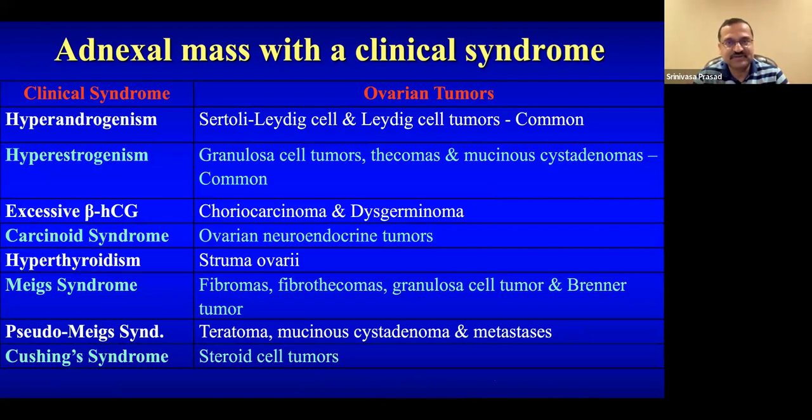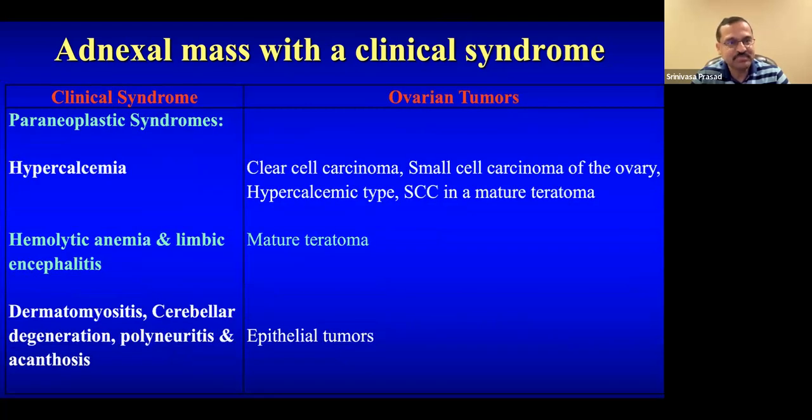In general, it's the sex-cord stromal tumors of the ovary that are classically associated with specific syndromes, including hyperandrogenism, hyperestrogenism, and Meigs syndrome. So it's important for us to identify specific syndromes so that we can potentially alert the clinician as to the possible histopathology of the tumors.